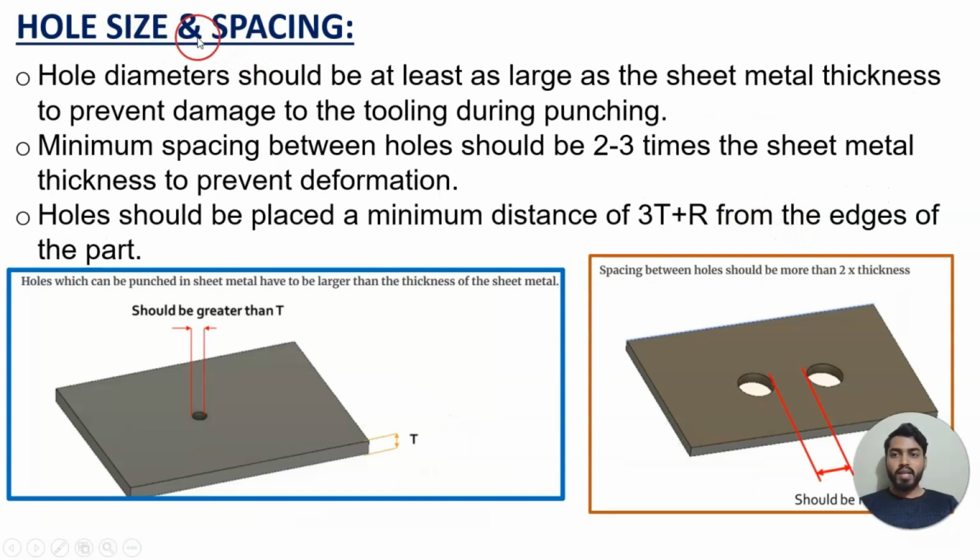Then hole size and spacing. So here also some considerations and limitations will be there. Hole diameter should be at least as large as the sheet metal thickness to prevent damage to tooling during punching. So whatever hole we are going to create here, that hole diameter should be at least larger than the sheet metal thickness. Let's say for example the thickness is 2 mm, so the diameter of the hole should be more than 2, like 3 mm, 4 mm, like that.